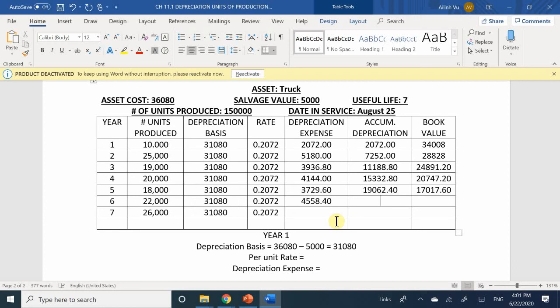What is my accumulated depreciation for this year? Plus 19062.4. I got $23,620.80. Good. $23,620.80. Yeah, that's what I just got too. Yes. Perfect. And what is my book value? $12,059.20. Good.